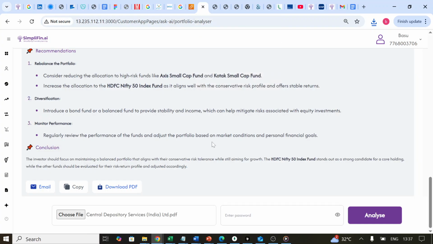So this is how we are trying to use AI to simplify the work of a mutual fund distributor or any kind of investment advisor or any of those financial intermediaries. So this is one of the tools which we have.